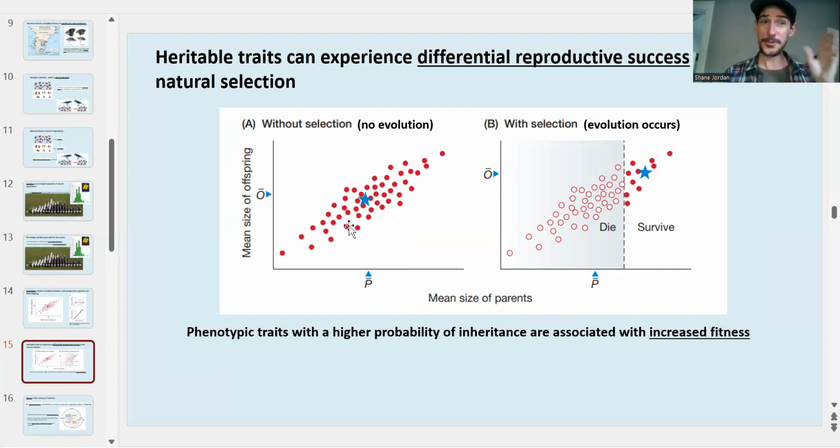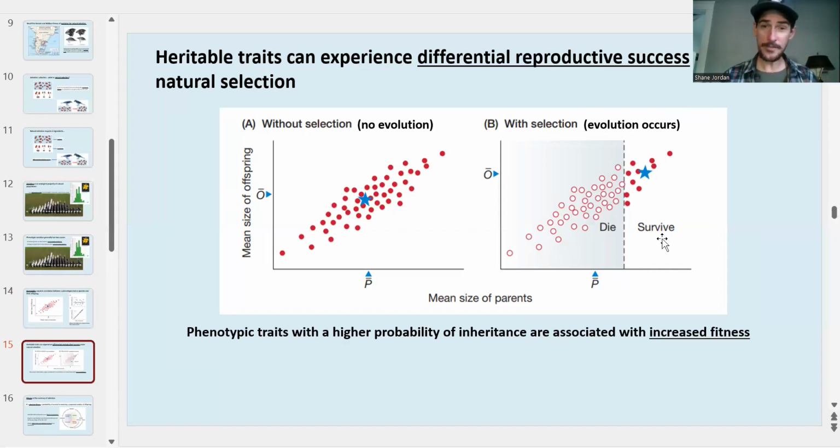However, if there is natural selection going on, then we might see the mean trait value of the parents change. And likewise, the mean trait value of the offspring change. For example, if this particular proportion of the population does not survive, but this particular proportion does, we're going to see that mean trait value shift quite a bit. And we're going to see that the mean trait value in the offspring went from being whatever it was here to becoming whatever it is here. This population has evolved. It has undergone differential reproductive success.